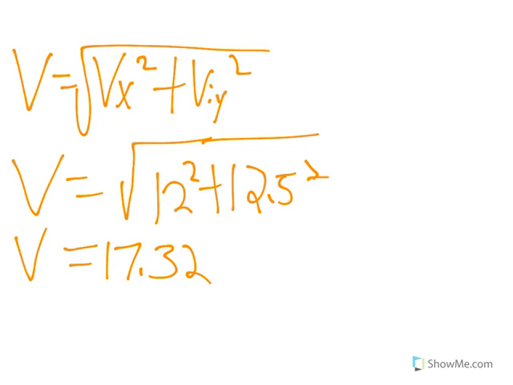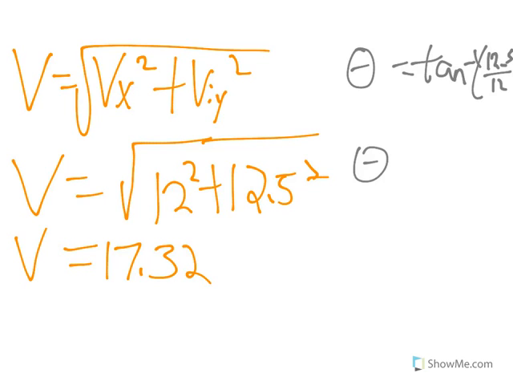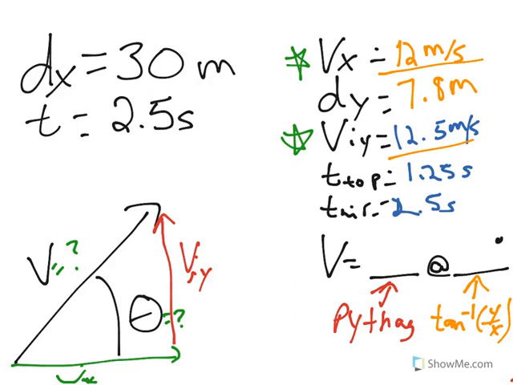But then we also have to find the angle, and the angle is equal to the inverse tangent of y over x, which is 12.5 divided by 12. And so if we type this in the calculator, inverse tangent 12.5 divided by 12, we get 46.2 degrees. So, going back to the beginning again, we have a velocity that is 17.3 at an angle of 46.2 degrees. And we're done.